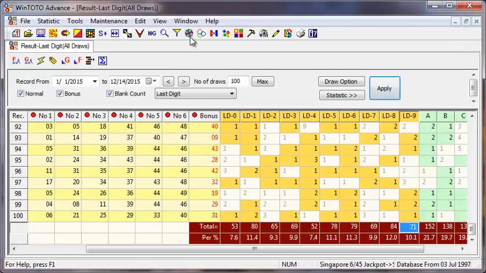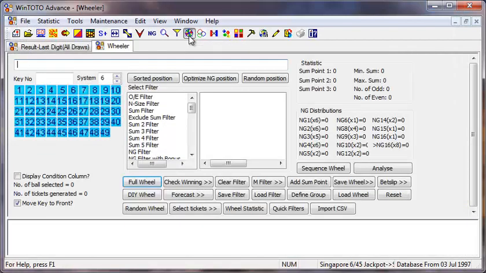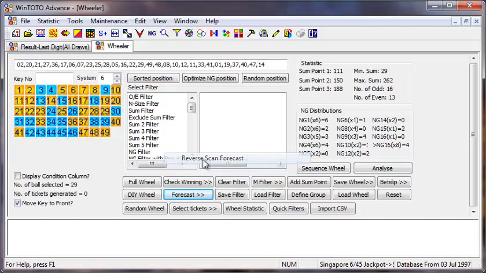But reverse scan got one very important pattern. Alright, it has ever happened that once he got only 1 number, the next time when he forecast, the number came out 6 numbers. So we may want to share with you the reverse scan forecast. So very simple, if you got the software, click on this thing called the wheeler. Alright, click on this forecast, look for reverse scan. This is the number using the reverse scan.